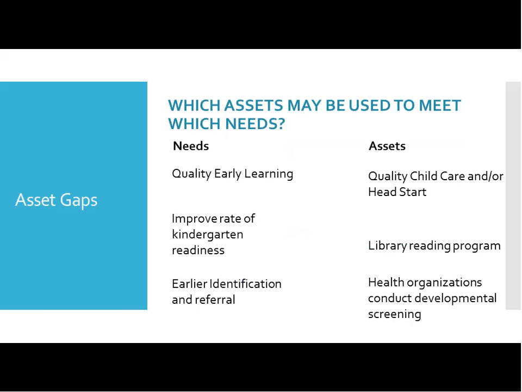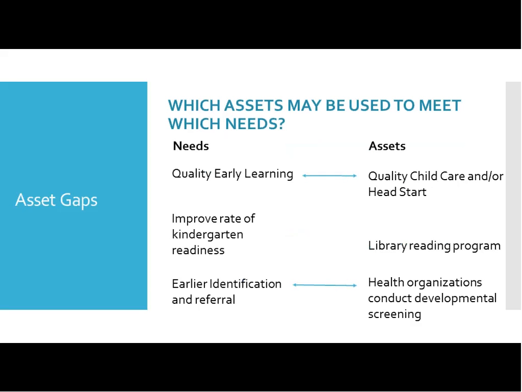I'd be happy to. Now remember, this is a theoretical example, and nothing is ever going to be super clean. There's no one-on-one exact relationships. It's about the conversation. It's about the exploration of these relationships where the real value comes in this exercise. So when we look at the first one, you'll see that at the bottom, early identification and referral, that need can be met by the asset of health organizations conducting developmental screenings. So that's a nice one-to-one relationship.